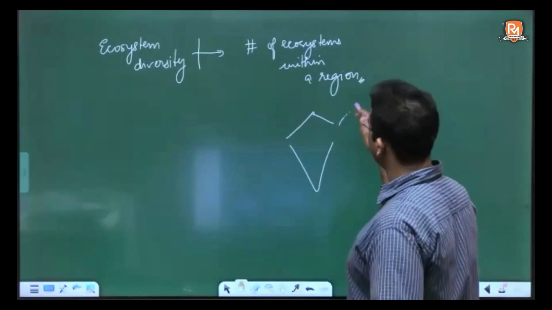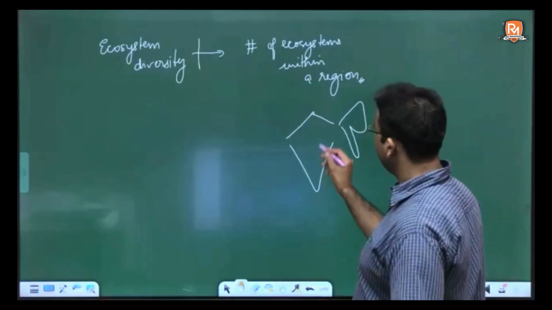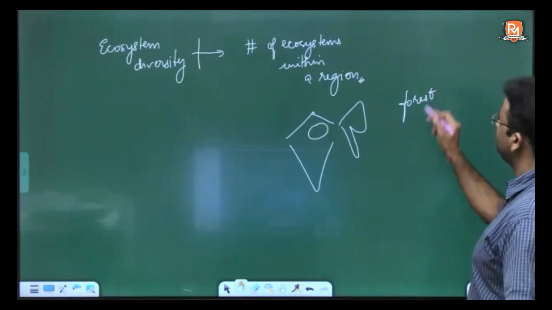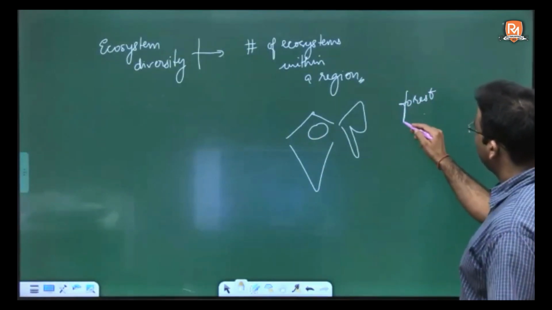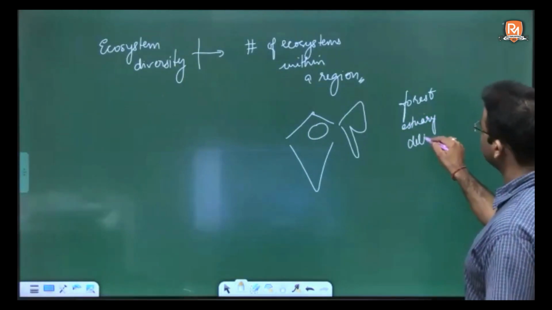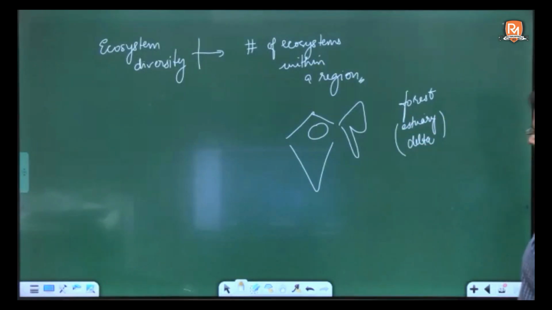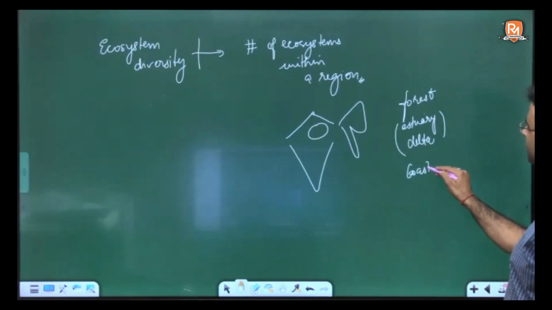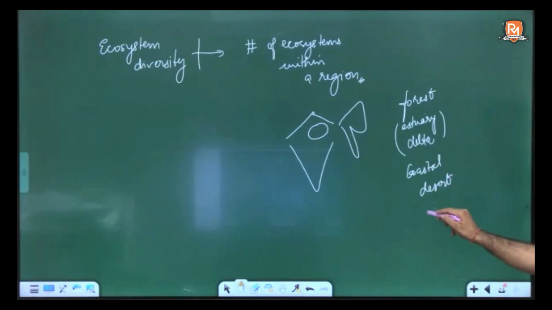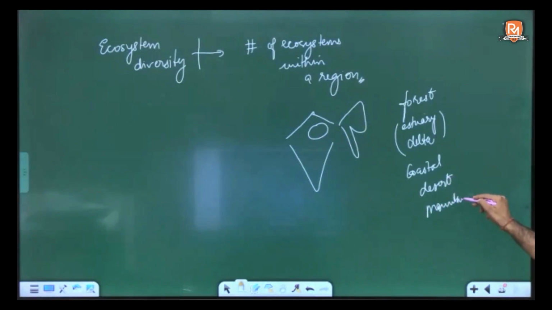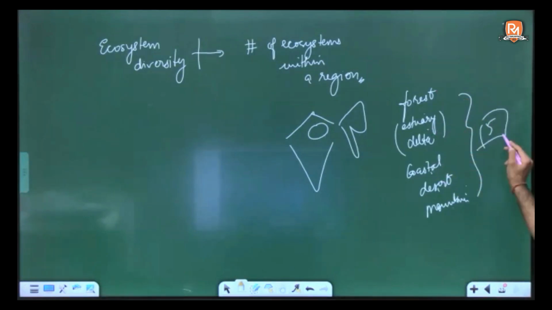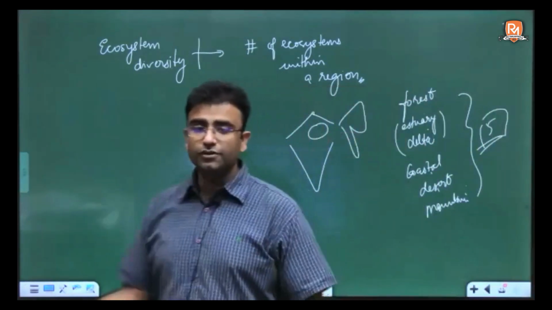Like for example, if you look at India, in India there is forest ecosystem, there is estuary ecosystem, there is delta ecosystem. Delta and estuary is one and the same. There is coastal plain ecosystem, there is desert ecosystem. All right, there is mountain ecosystem. So the ecosystem diversity of India becomes 1, 2, 3, 4, 5 different types of ecosystems.